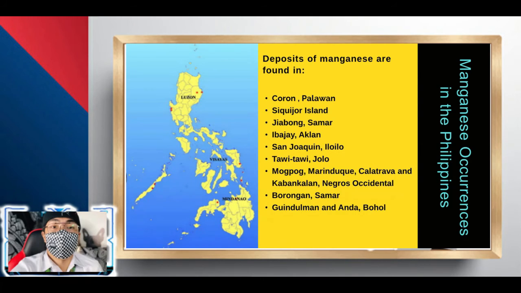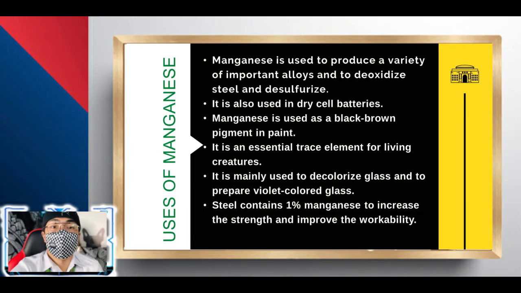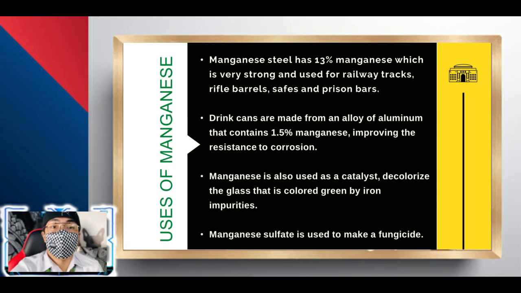So, here are the uses of manganese. Manganese is used to produce a variety of important alloys and to deoxidize and desulfurize steel. It is also used in dry cell batteries. Manganese is used as a black-brown pigment in paint.